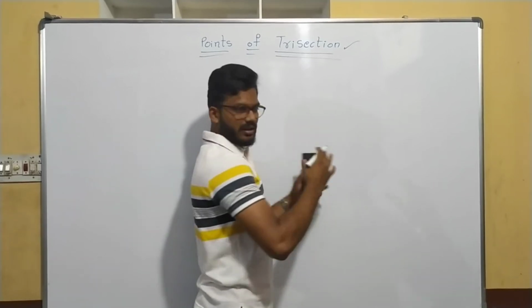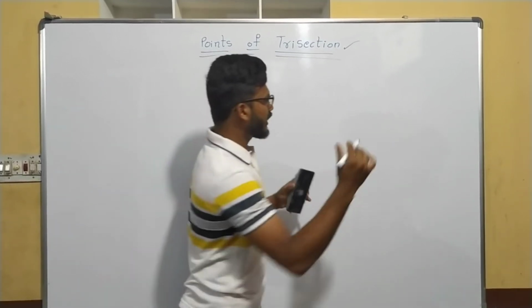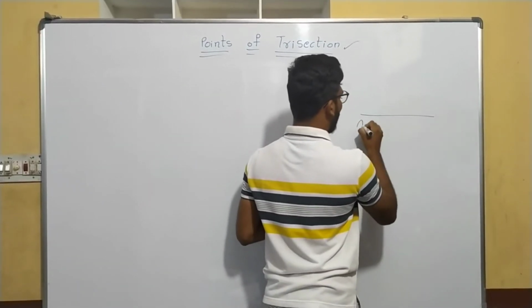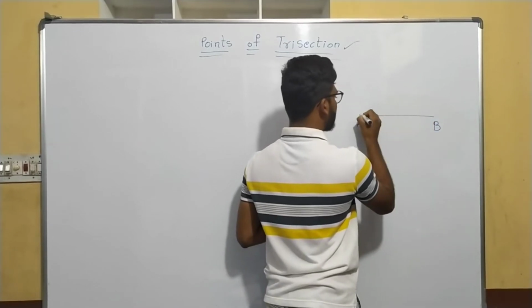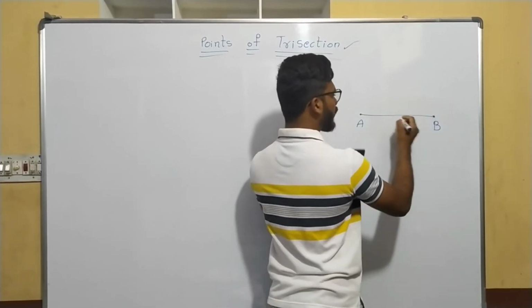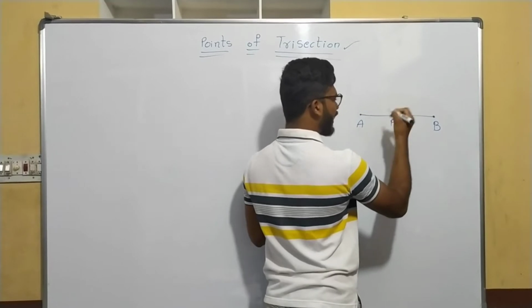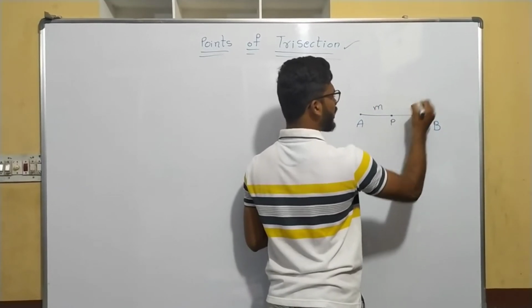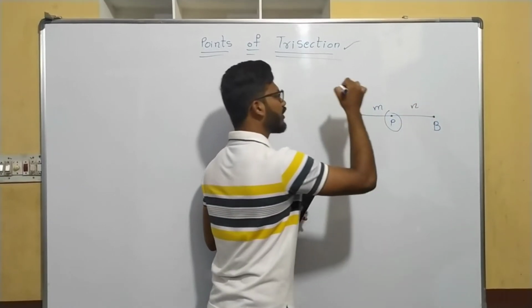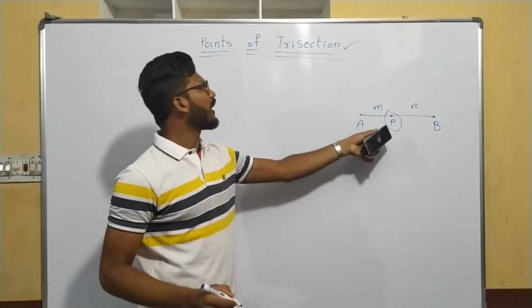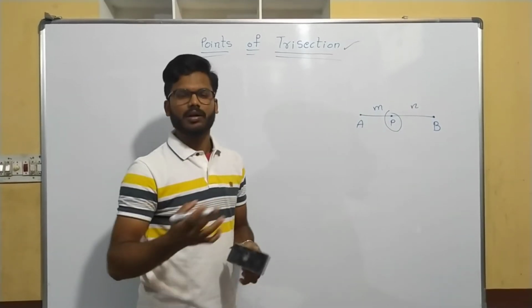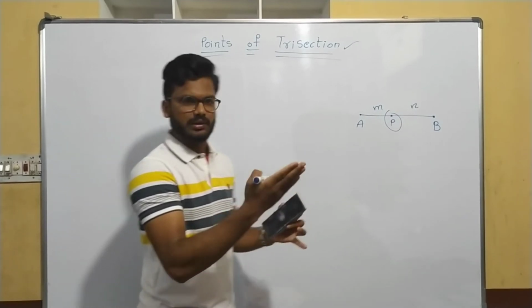Already I told section formula. Section formula means we will be having a line segment or 2 points, and these 2 points are divided by any point in the ratio m is to n. So for finding the coordinates of that point, we will use section formula.